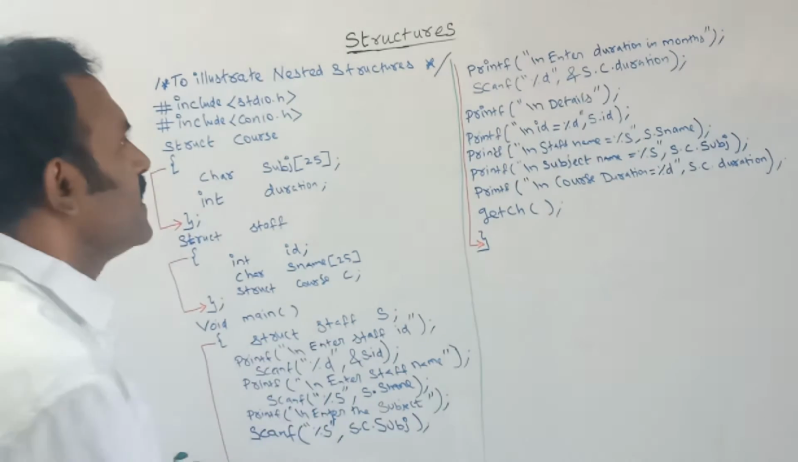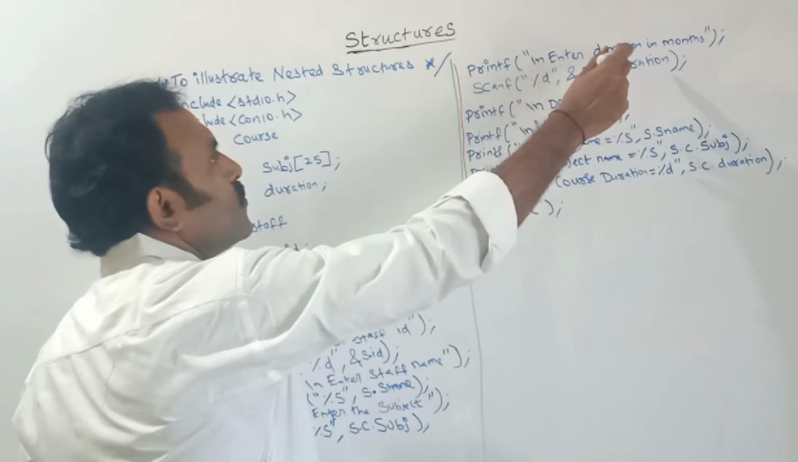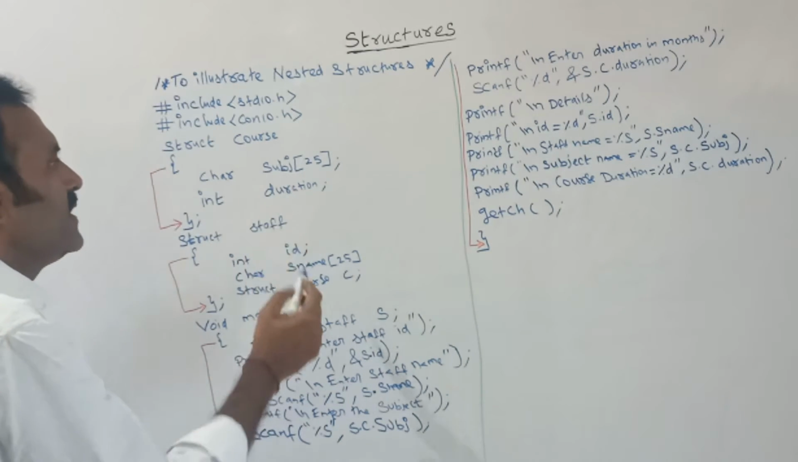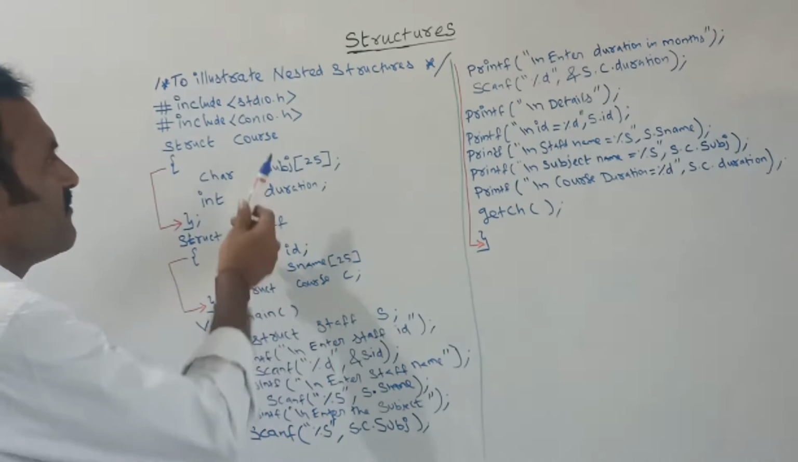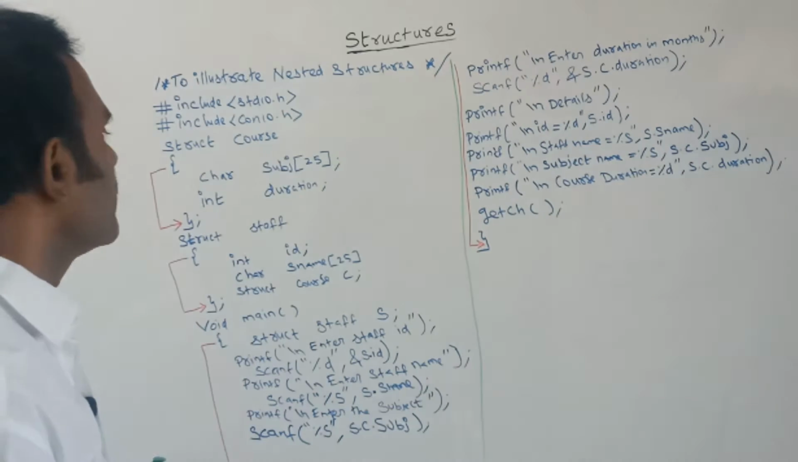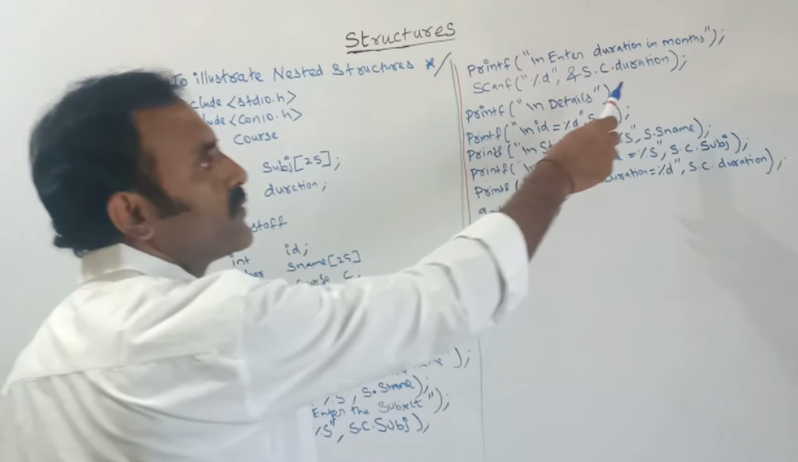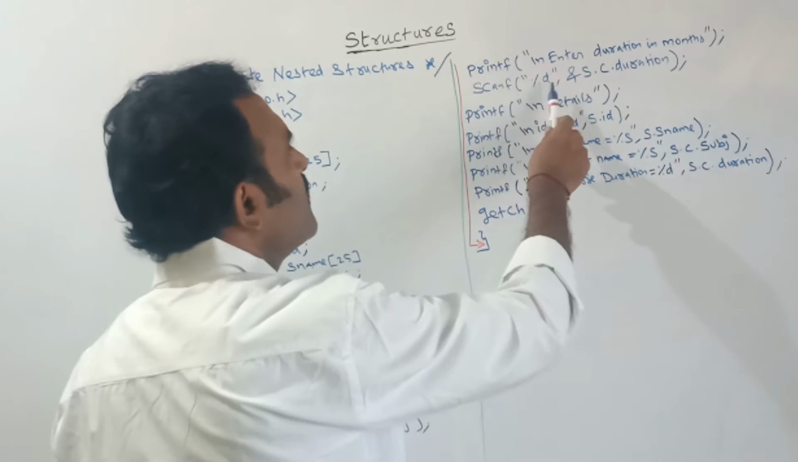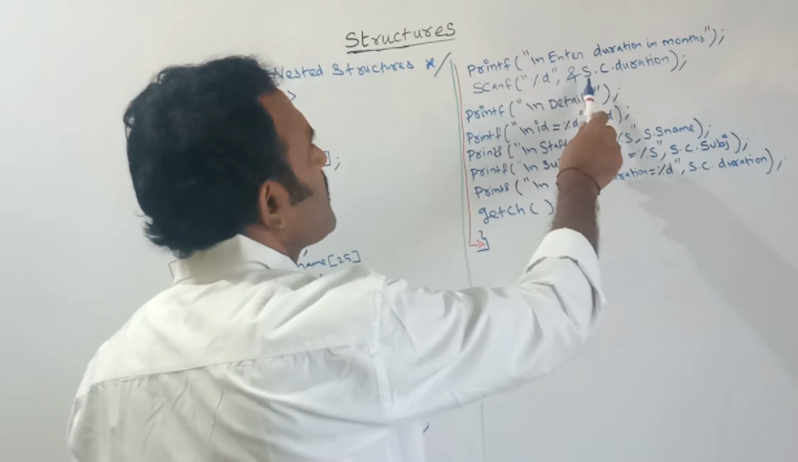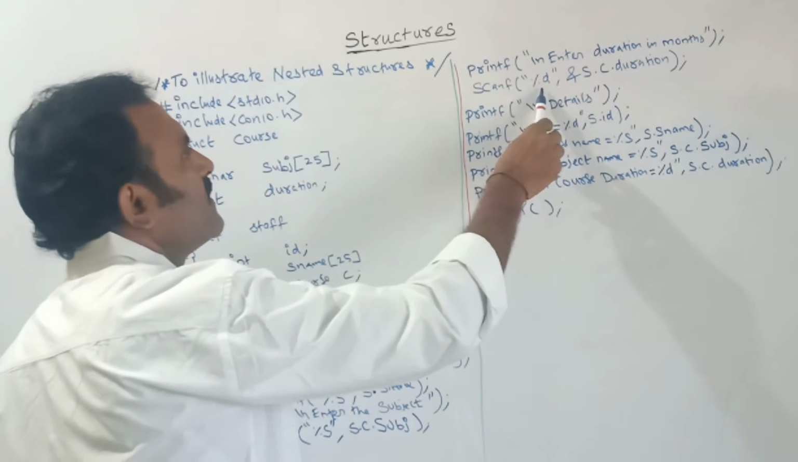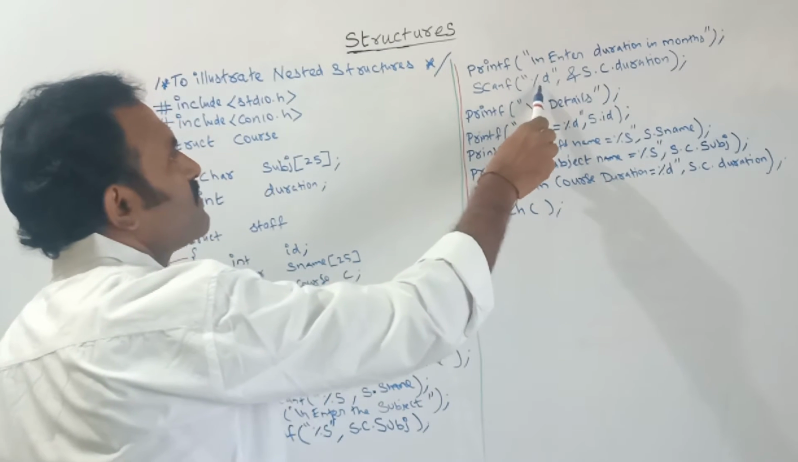In the same way, here enter the course duration in months. For the course we have entered, how many months does it require to complete that course? For that duration I am telling it to take the input. So first %d, since this is an integer data type, I have given the format specifier as %d.